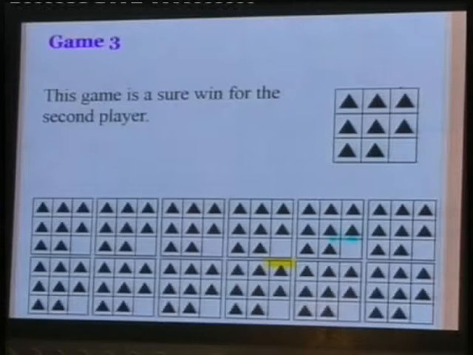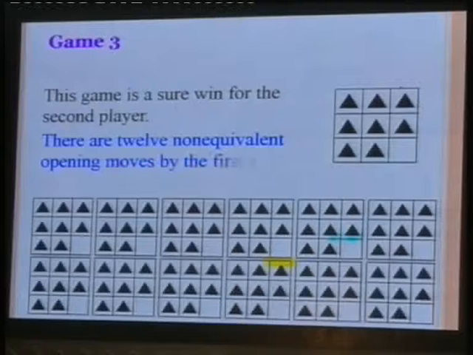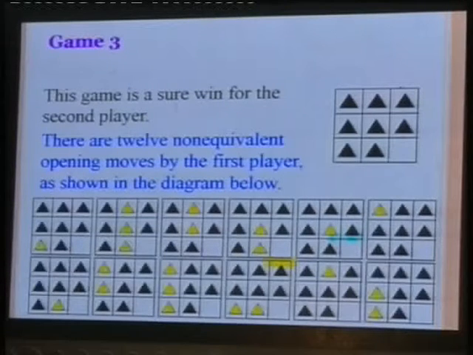Let's see, there are 12 non-equivalent moves the first player can make, and all we need to do is go through each one of them. If you look at each possible move individually, you're going to be here forever. So you will need to use symmetry to cut out your work. The first moves are shown up there.